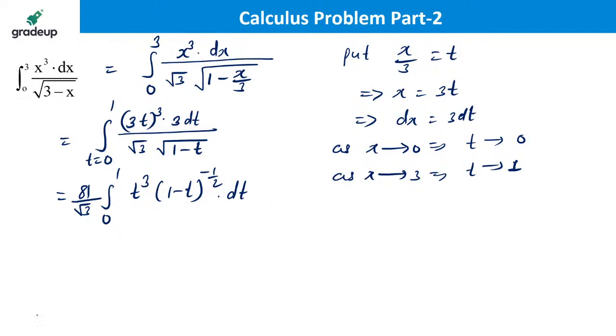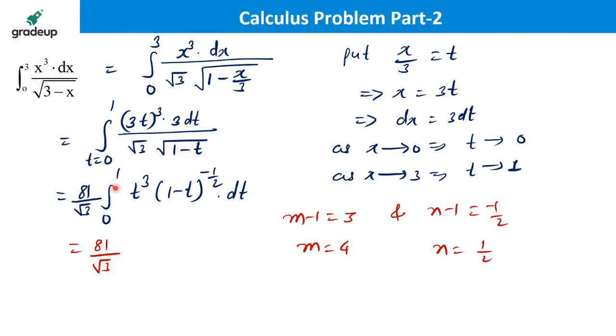So m minus 1 is 3. m minus 1 is this 3, and n minus 1 is minus 1 by 2. So m will be 4 and n will be 1 by 2. So the answer for this will be 81 by root 3, and this is beta function. So beta function's result will be beta m comma n, 4 comma 1 by 2.